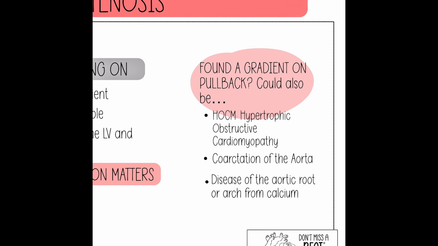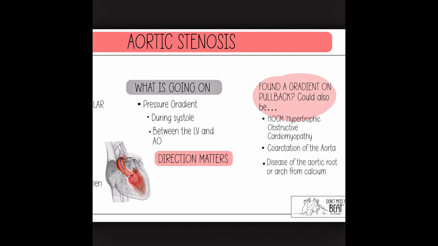Now, what if I found a gradient on a pullback? So a pullback is if this was a normal pigtail, not a dual lumen pigtail, like you do for almost every case. If you dip into the LV to get LV EDP and you pull back, you do look for that systole, right? So I'm in the LV, I pull back, I go into the aorta, and I'm looking to make sure there's no gradient between there. Versus if I pull back and my AO pressure has a difference, that would be aortic stenosis. But this is why it can mean other things.